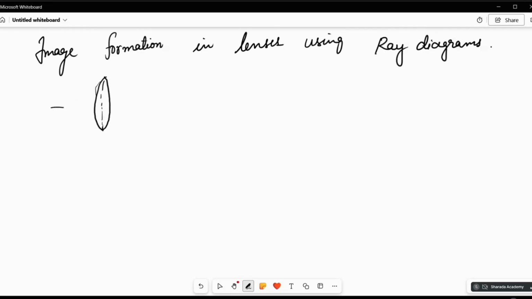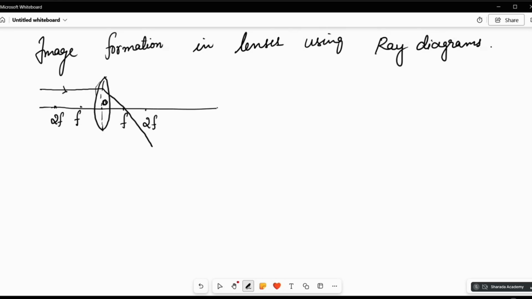And the convex lens, what we studied, is a converging lens. So this is the optic center, and you have the focus. And this is the center of curvature, we call it 2F. Similarly here also we have the focus point, and this is the 2F point, the center of curvature on this side. Now any ray which is coming parallel to the principal axis passes through the focus.